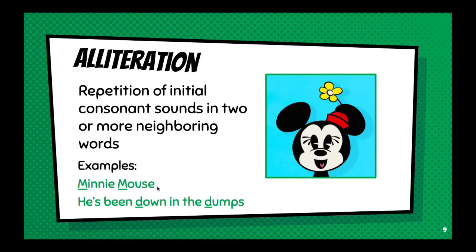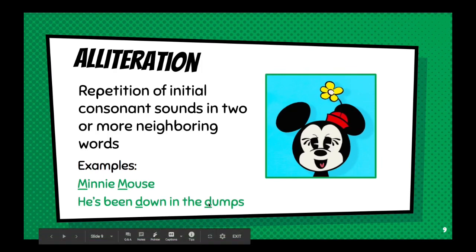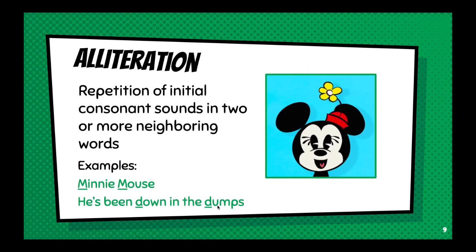So for example, Minnie Mouse, that's why you see Minnie Mouse here. Minnie, Mouse, both start with the M sound, and so that's why that is alliteration. Here, he's been down in the dumps. Down and dumps both start with the same sound. And so notice how these aren't necessarily right next to each other. The words aren't like down dumps, but it's still alliteration because they're near each other. That's alliteration. It's super easy to identify. You just need to know what alliteration is in order to identify it. So let's just try to remember what alliteration is as we move forward.